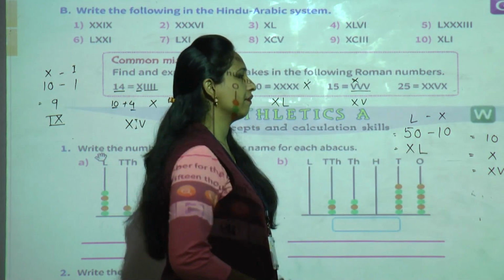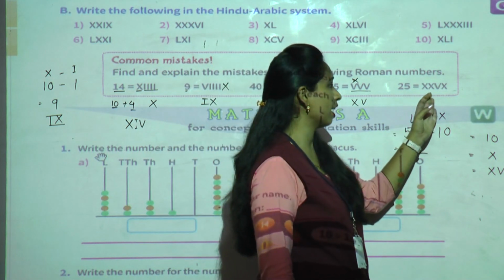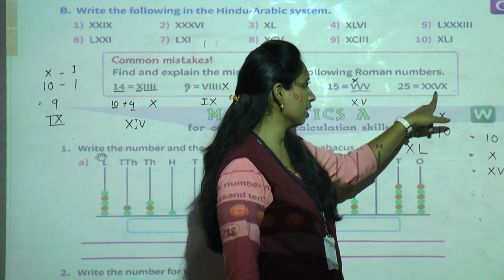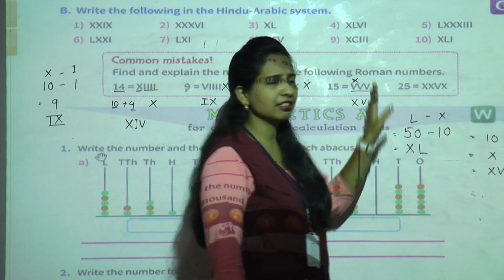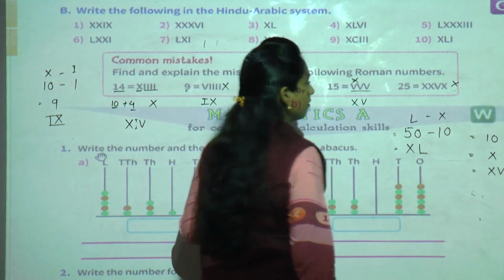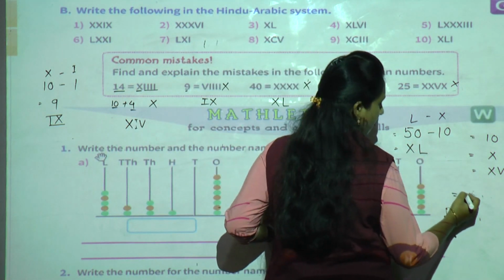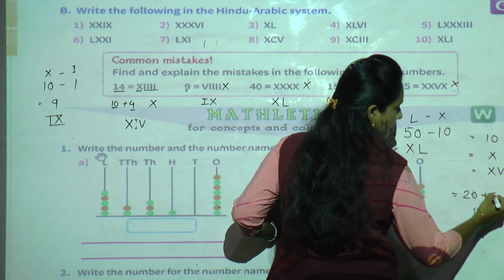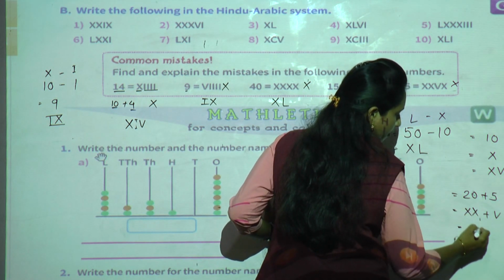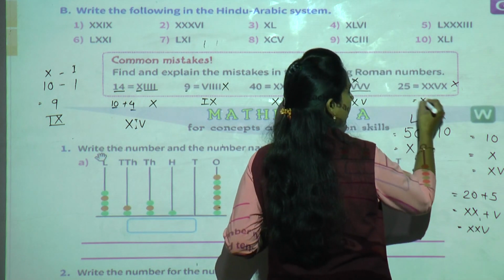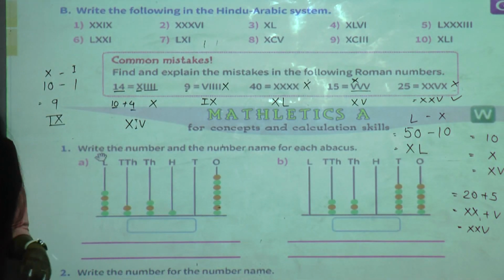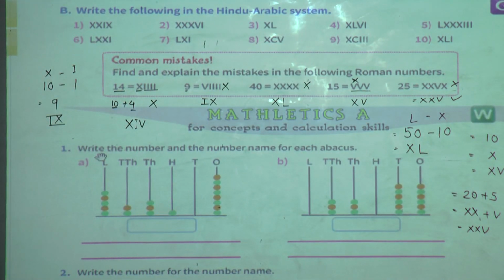Now what about 25? See how they have written 20. How can you write 25? X plus X becomes 20, and then V and X. This is totally wrong. We cannot write in this way. When we expand 25, it is 20 plus 5. So the 20 value is double X and the 5 value is V. So it becomes XXV. This one is correct. Understood? Okay? Clear?